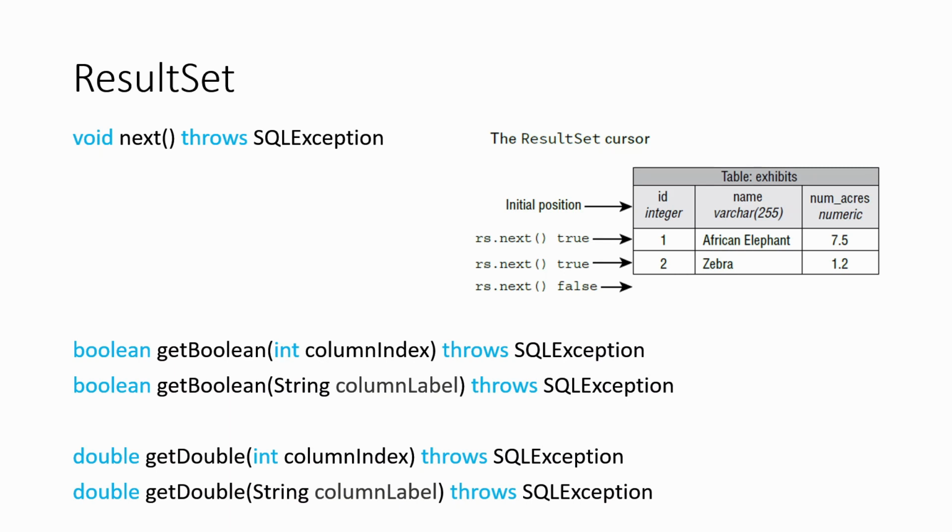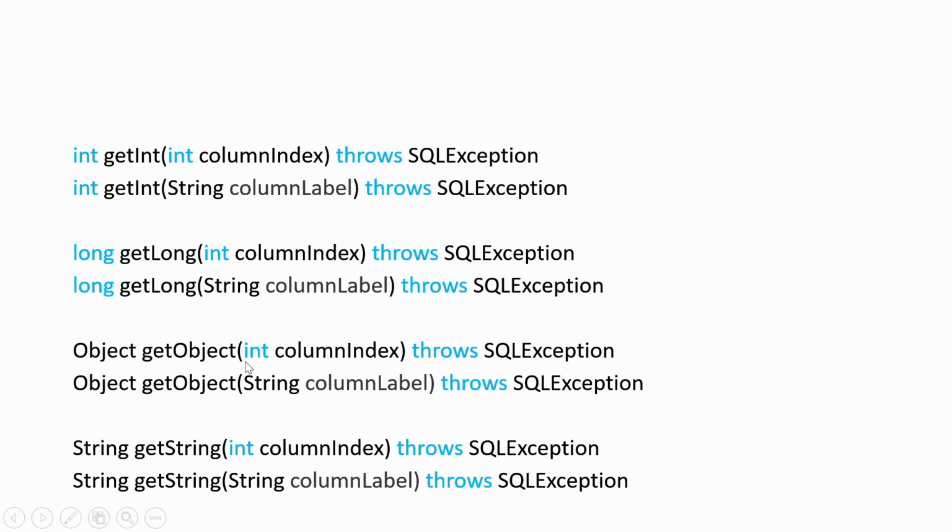interface has get methods to extract the data. If we have a boolean value, it can be retrieved with getBoolean. You can either specify the column index, which always starts from 1, or the column label name like id, name, num, acres. We have this for boolean, double, integer, long, object, and string.